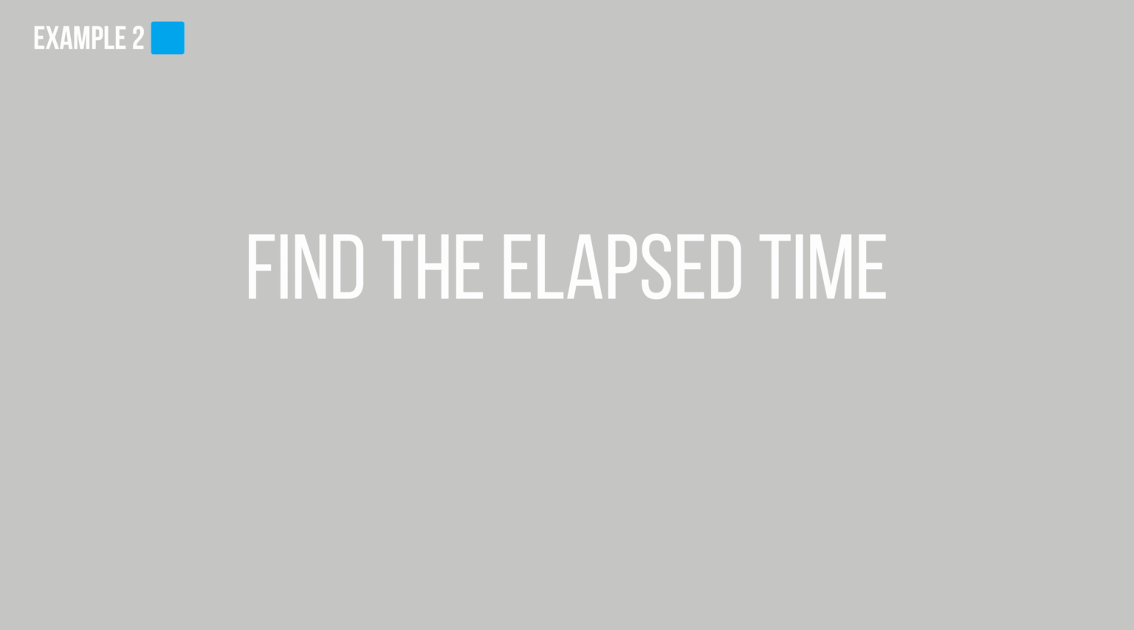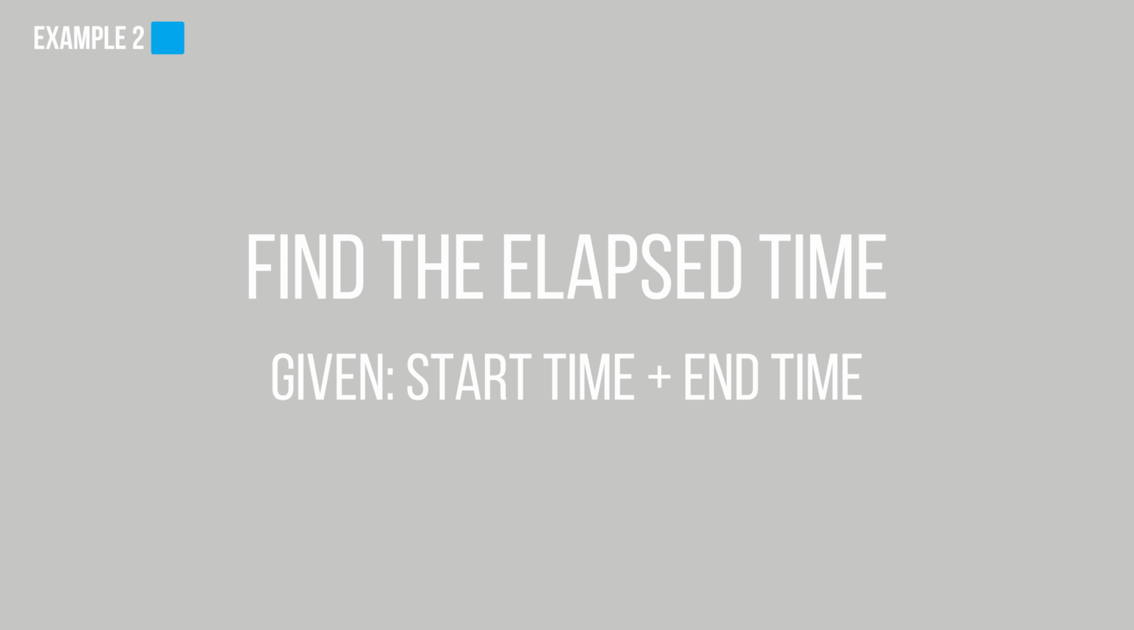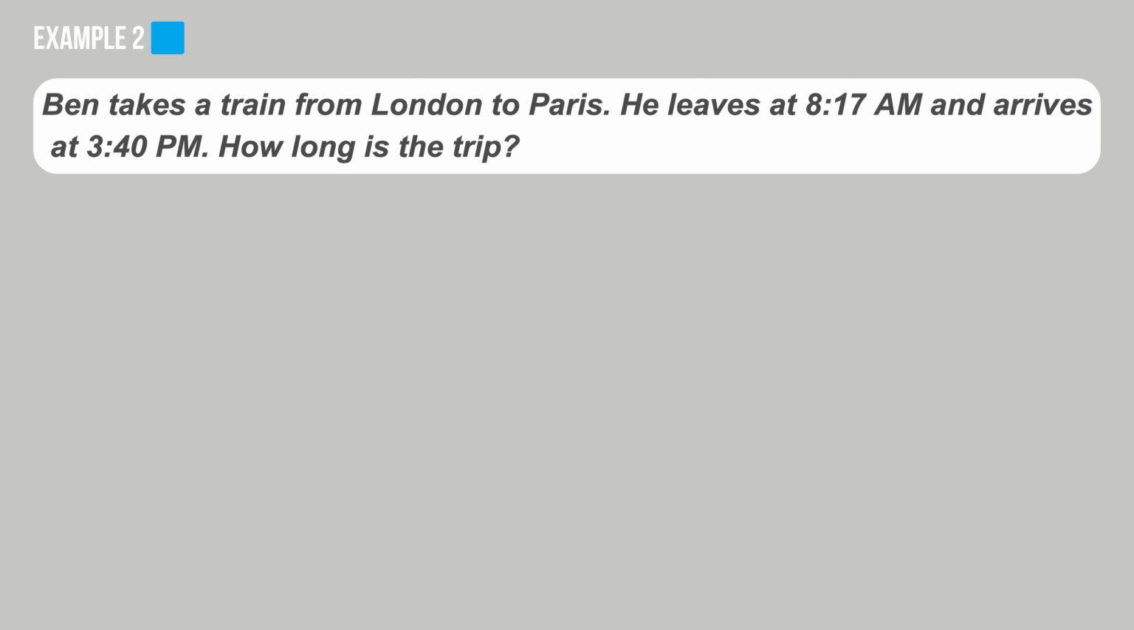In our second problem, we know the start time and we know the end time, but we don't know the elapsed time. So our challenge is to find the elapsed time. Here's the example. Ben takes a train from London to Paris. He leaves at 8:17 a.m. and arrives at 3:40 p.m. How long is the trip?